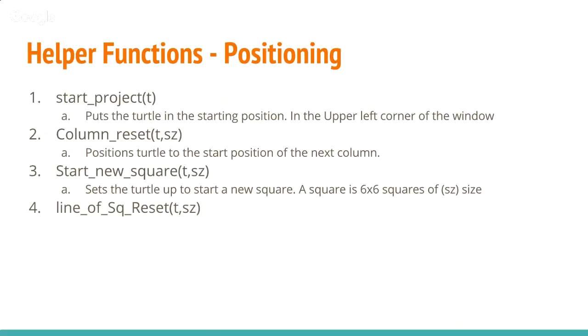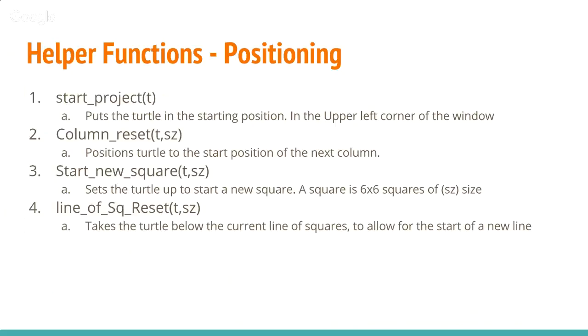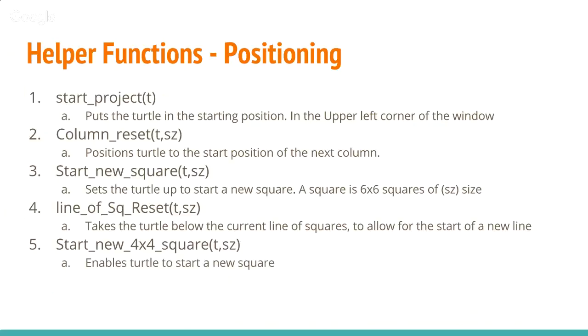And this is the square that's a 6x6 of the smaller squares of size. And then the line of square resets. Basically, once I have 4 6x6 squares in a line, this line resets it so that we can set up the next line underneath that. Start a new line. Now starting a new 4x4 square. Once I have a 4x4 of the 6x6 squares, this one will set it up so we can start that next square on the row.